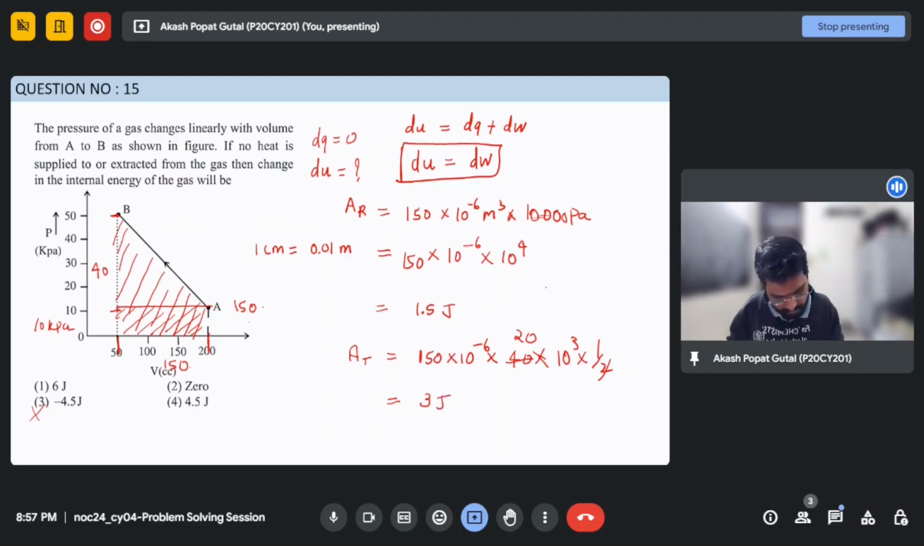3 joule. And the area under the curve is rectangle plus triangle, which is nothing but 3 plus 1.5. That's 4.5 joule. So the work is done on the system, so this is positive, and the answer will be 4.